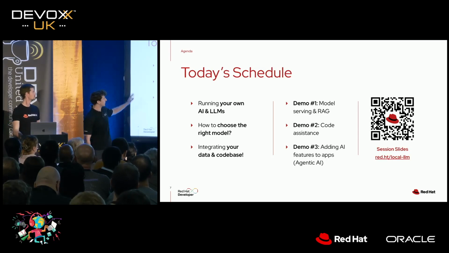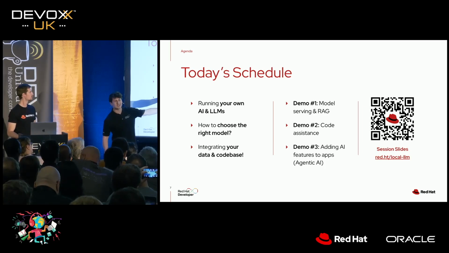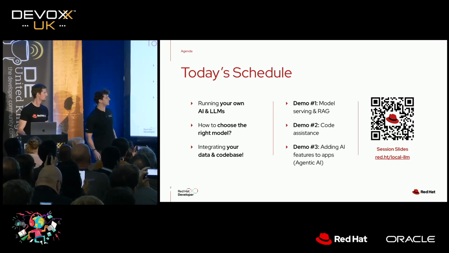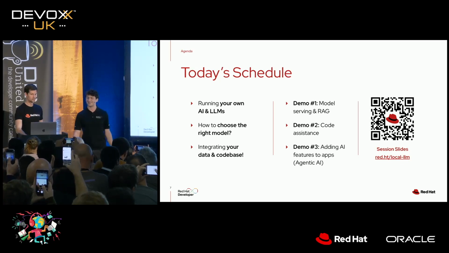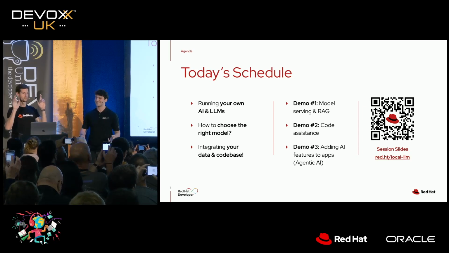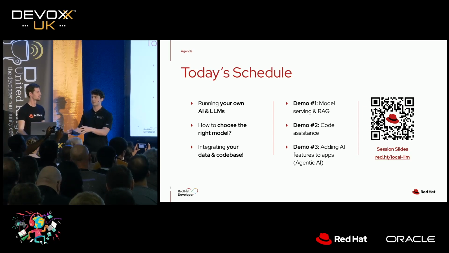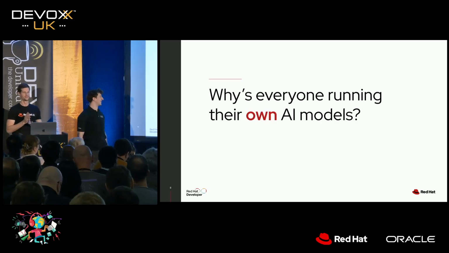So you're going to learn about running your own LLMs, choosing the right model, and integrating this into your code base. If you'd like to check out the slides, highly encourage you to check out that QR code. We'll also have it at the end of the session. And we're going to go through 3 demos here, model serving, code assistance, and a little bit of agentic AI, all using models that we're going to be running on our own machine. So who's excited? Woo! Awesome.